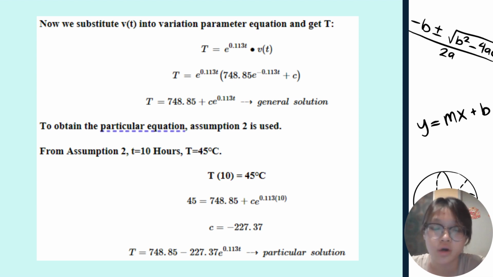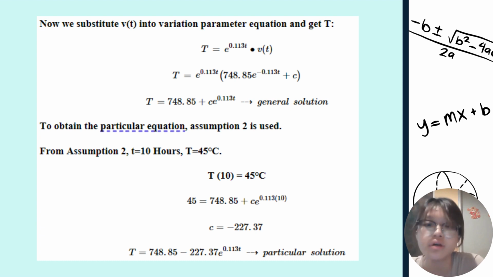Okay, so after we already get the v(t) from the steps before, we shall substitute it into our variation of parameter equation and get T. The T that we get will be the general solution, which is (748.85 + c) e^(0.113t). You can also rewrite this equation as (748.85 + c) over e^(-0.113t). Both of them mean the same thing, so you can choose either one.